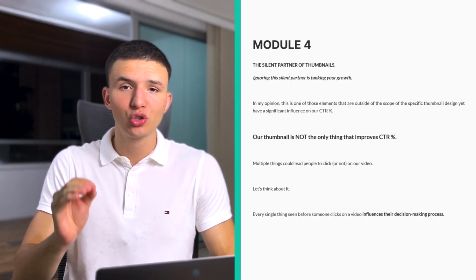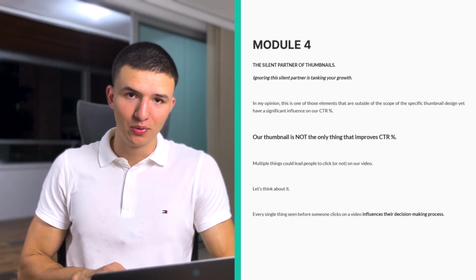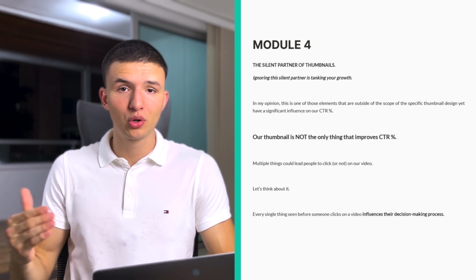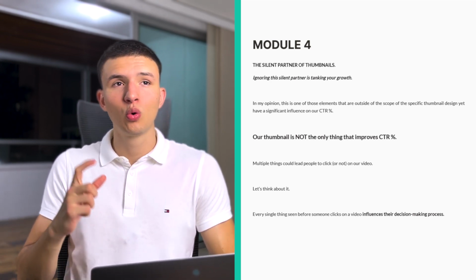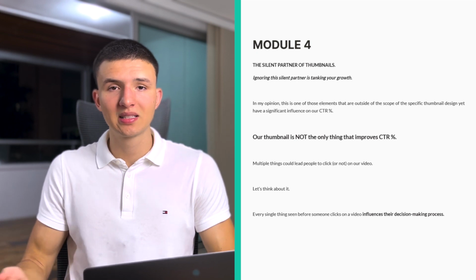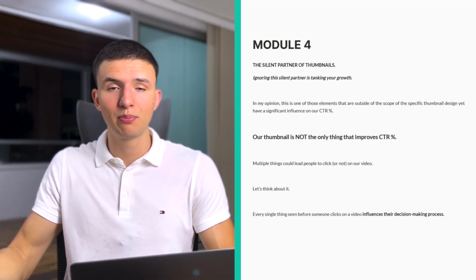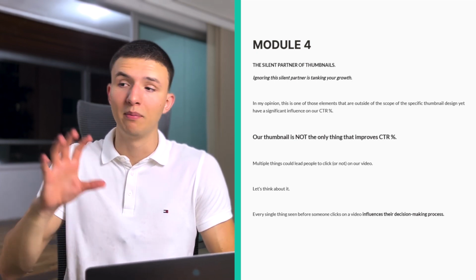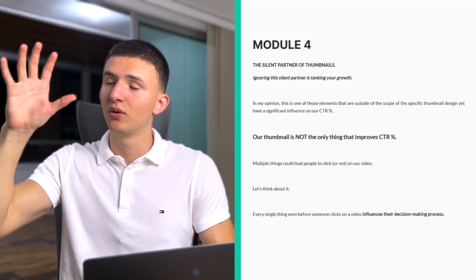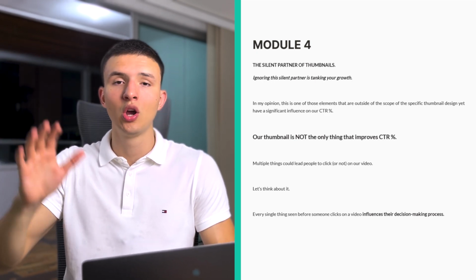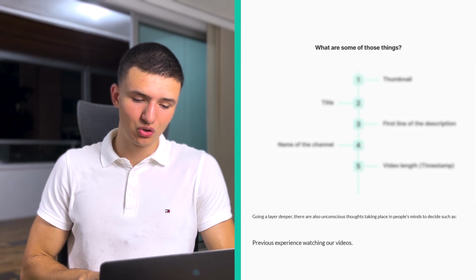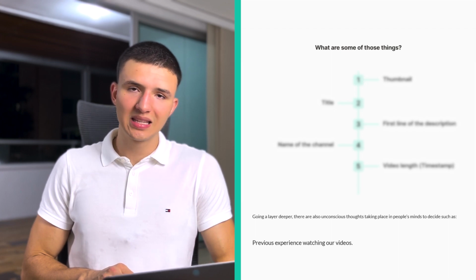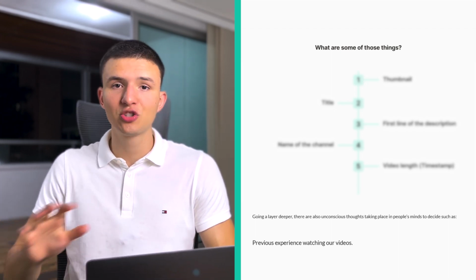Besides this, module number 4, the silent partner of thumbnails. Ignoring this silent partner is tanking your growth. This is something extremely important as well. In my opinion, it's one of those complementary elements that have a direct impact on your CTR percentage, but a lot of people seem to ignore it or forget about it, right? When measuring the success of that KPI, that specific metric, the click-through rate percentage on their channel. So we are going to dive deep into what some of these silent partners are. Firstly, what are some of these things that actually influence the CTR percentage besides the thumbnail?